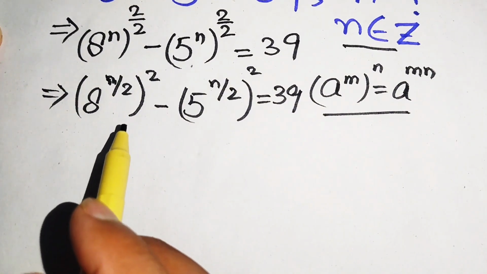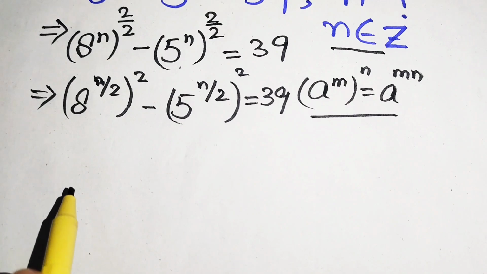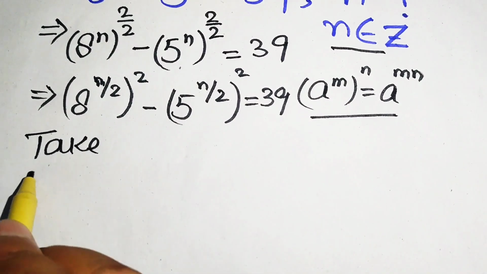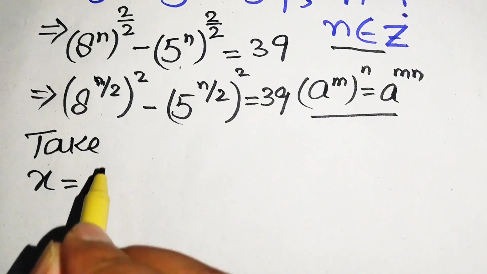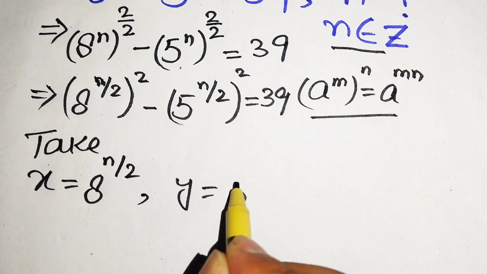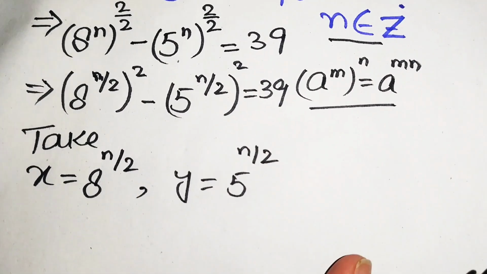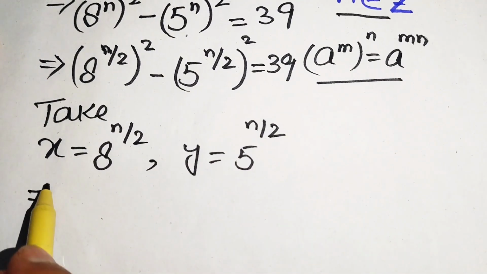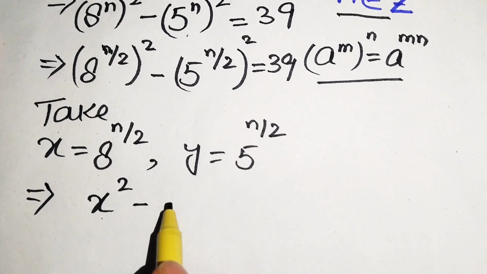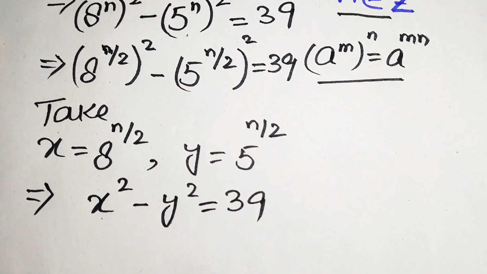Because this is an exponential equation, now we need some substitution, and we move this exponential equation to algebraic form. So we take x equals 8 to the power of n over 2, and we take y equals 5 to the power of n over 2. We use these two substitutions in the above equation, and it is converted into the algebraic form, written as x square minus y square equals 39.